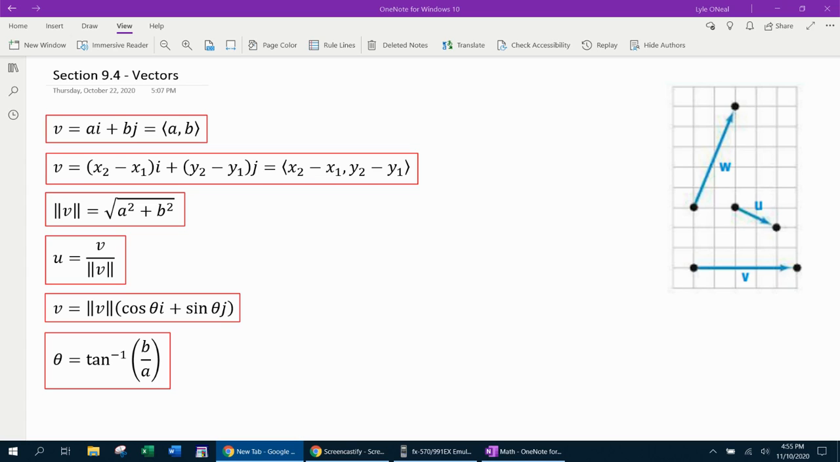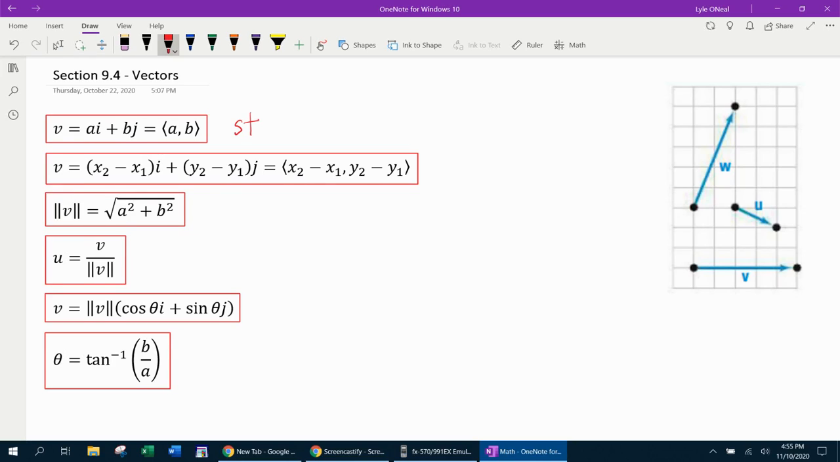Let's get started. This is the standard form of a vector. And what I want you to notice is that there's actually 2 forms written here. There is ai plus bj form, and also this that kind of looks like an ordered pair, but the parentheses are arrow symbols. These mean the same thing. ai plus bj and ⟨a, b⟩, these are both standard form of a vector, just 2 different notations.